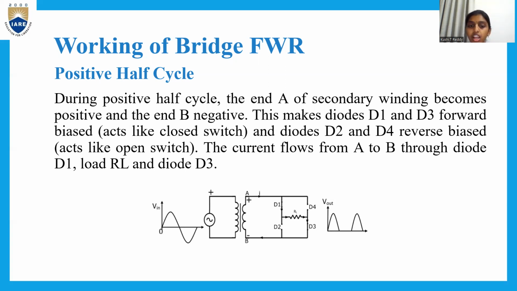Now look at the figure. When the positive half cycle is going on, end A is the positive end and end B is taken as the negative end. Diodes D1 and D3 are forward biased, so they act as a closed switch. Coming to diodes D2 and D4, they are reverse biased, so they act as an open switch. The current flows from A to B, that means it flows through the diode D1, load resistance RL, and diode D3.